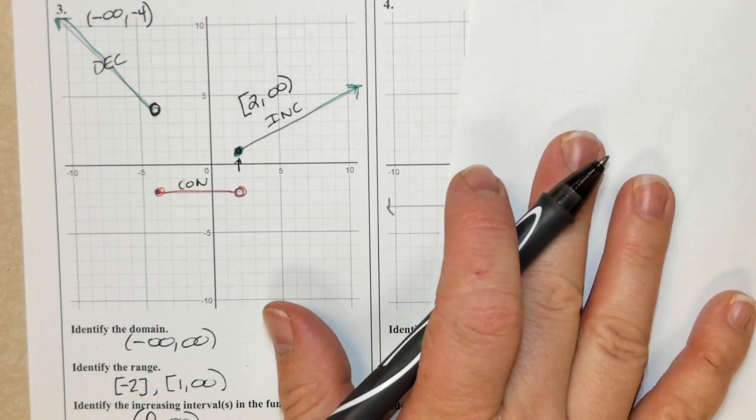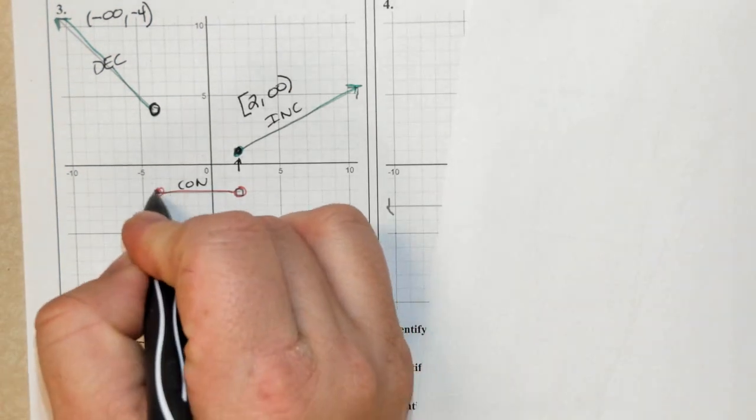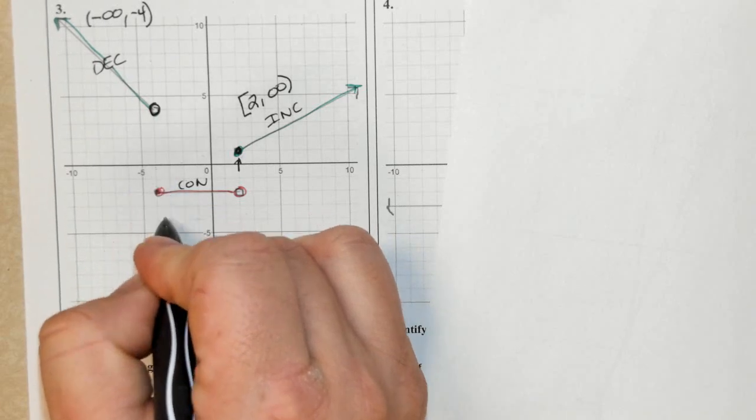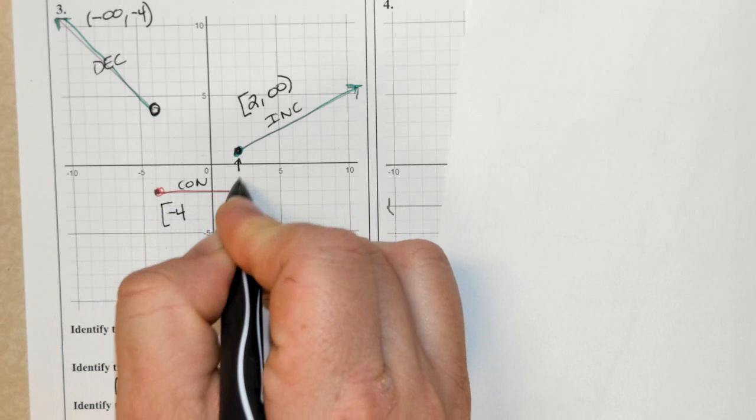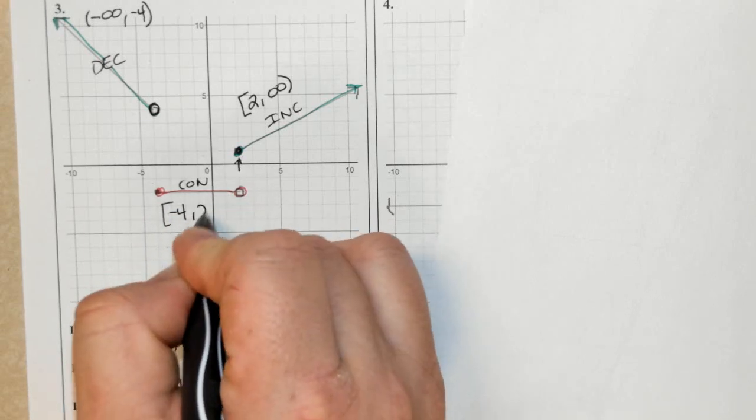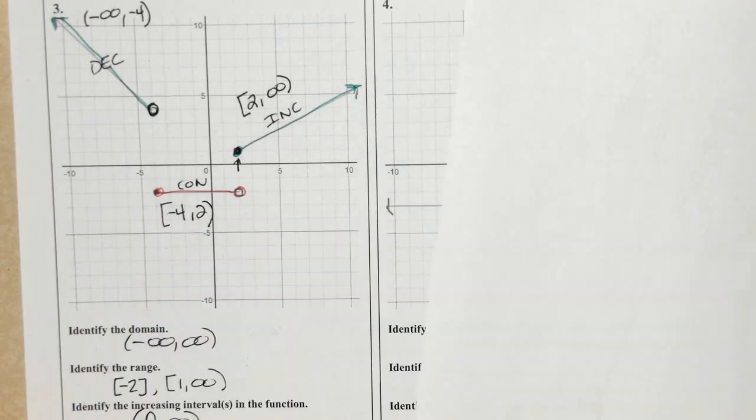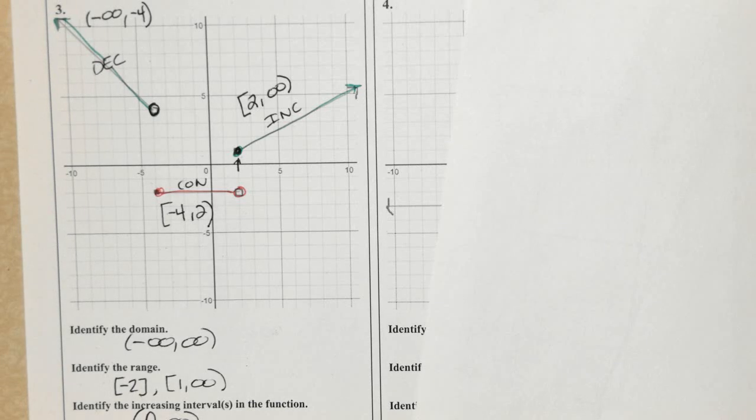For negative f of x, it is negative here. So at an x value of -4, it is negative. And it continues to be negative until we get to an x value of 2. 2 is an open circle, and for that reason, I put a parenthesis.